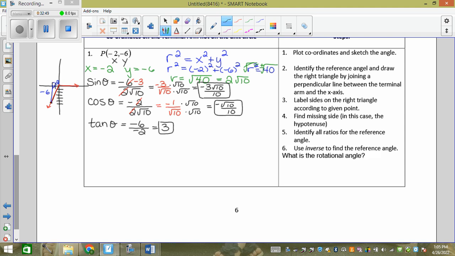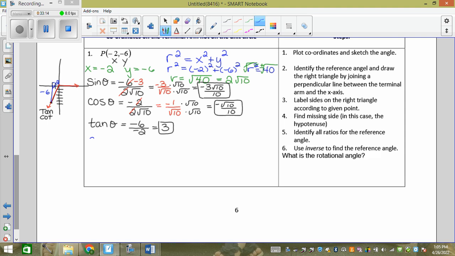How's that possible? CAST, I drew it. Did I not draw it? It's in this quadrant. What's the only thing that's going to be positive here? Tan and cotan. Right? So it's tan, y over x. Then we have to do the other ones.